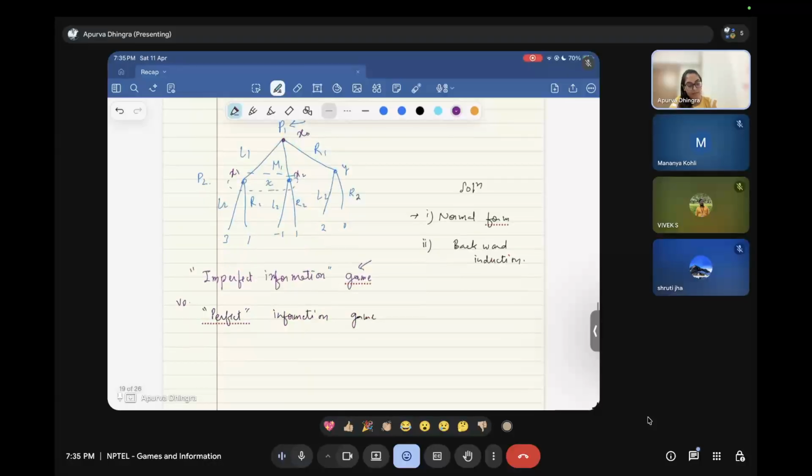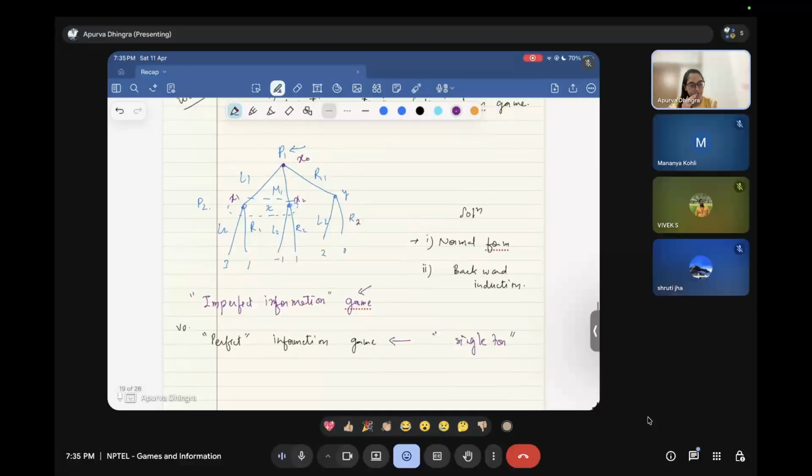On the other hand, games with perfect information are, for example, what we saw earlier. In other words, you could say games where every information set is a singleton. I'll just write the keyword. That's when a game is said to be of perfect information. If that is not the case, if there is even one information set that's not a singleton, then that's an imperfect information game.